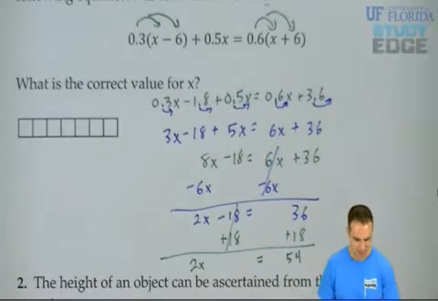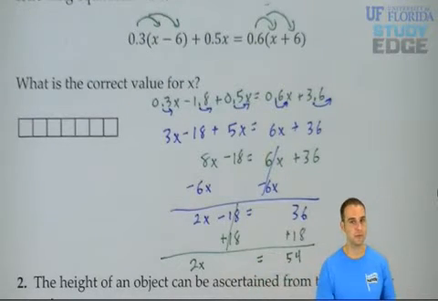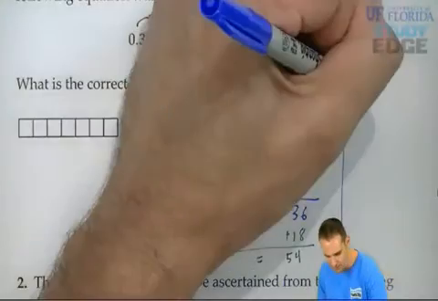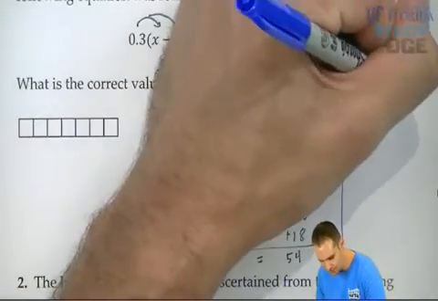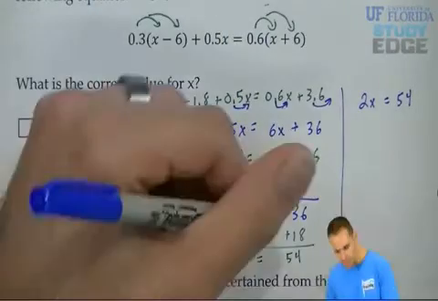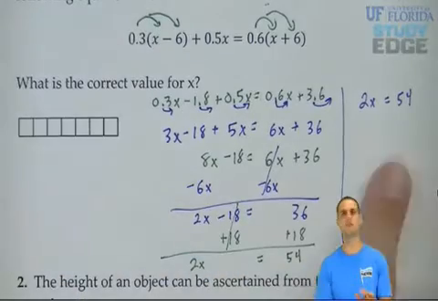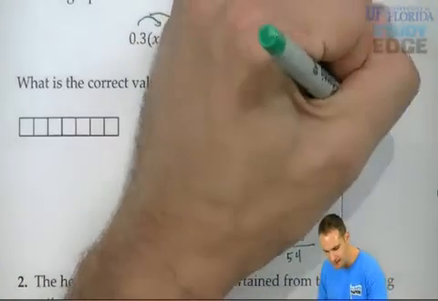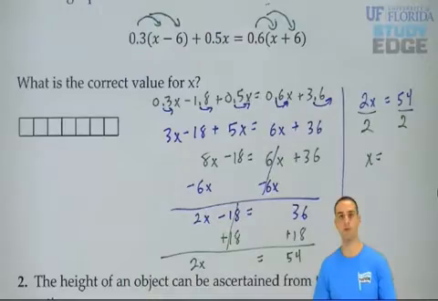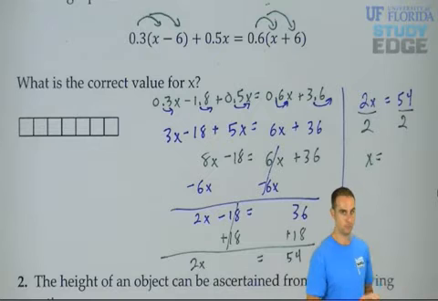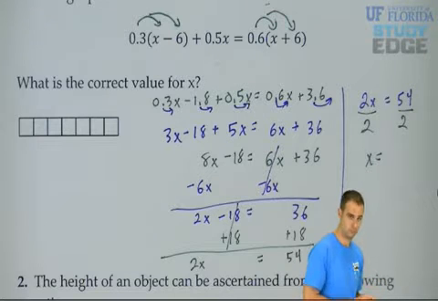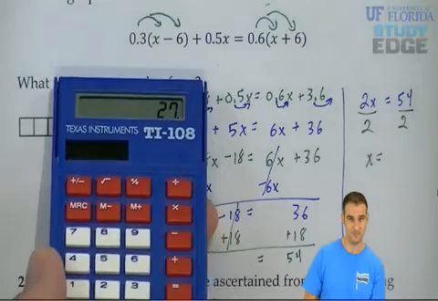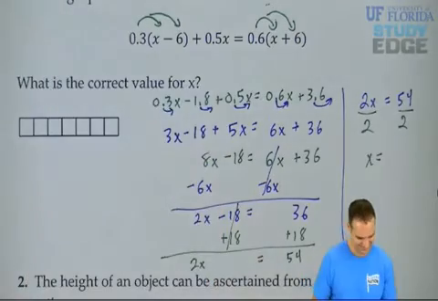Lastly, if you ever run out of room, here's a good little tip for you. If you ever run out of room, go ahead and actually rewrite the equation. 2x equals 54. Don't try and shimmy it. Don't try and be like, I need to write very, very small. No, just rewrite it. 2x equals 54. Divide both sides by 2. And x equals 27.